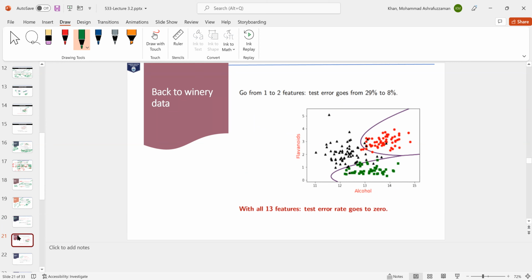So now back to the wine data. So the authors tested with two features, and they found this sort of boundary for two features, and the error rate dropped from 29% to 8%. And the author tested with all 13 features, and the test error rate ultimately went to almost 0. Now, we may think that if the test error rate goes to 0, it's a very good fit, but actually it's not.